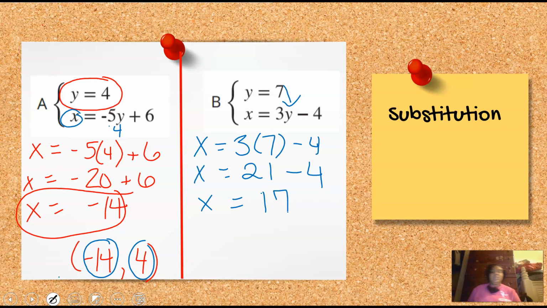So x equals 17. And if I want to be sure, I just plug 17 in for x and go from there, and I should be getting my 7 for y. Okay, so when x is 17, y is 7. And don't forget your ordered pair. Your solution is an ordered pair. Do not forget.